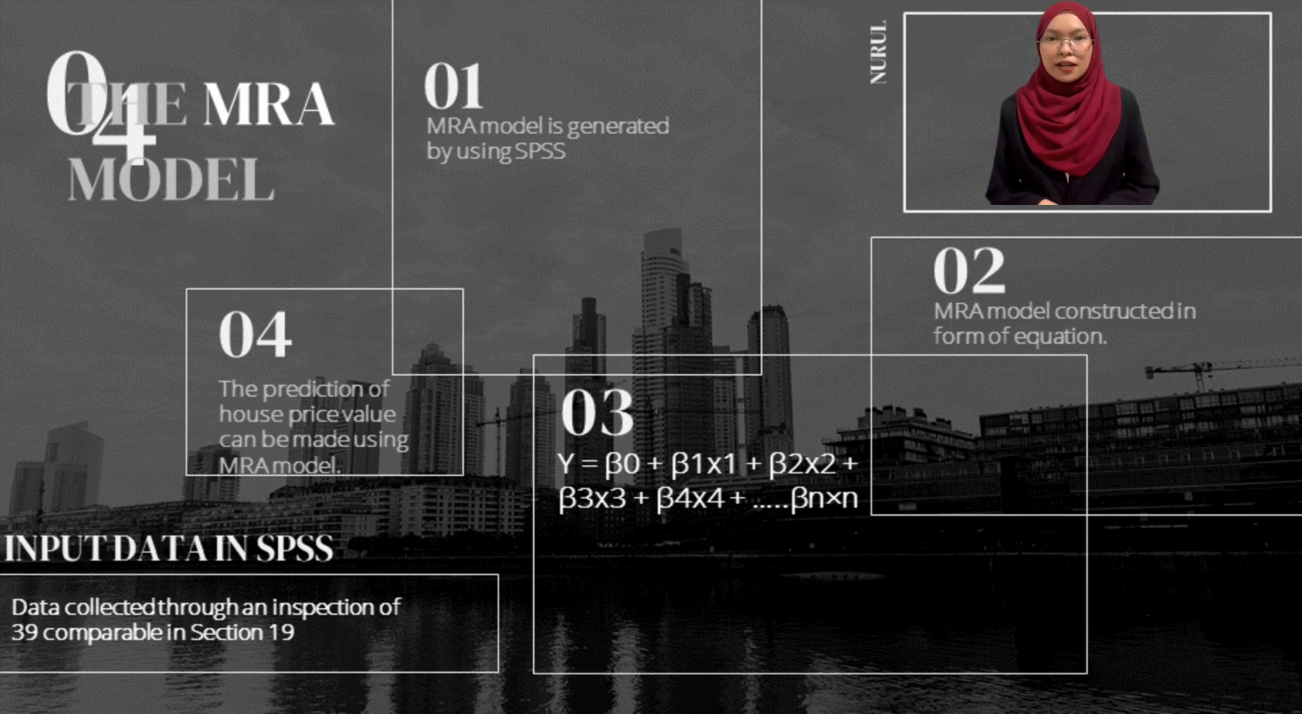The MRA model constructed is in the form of the equation y equals beta 0 plus beta 1 x1 plus beta 2 x2 and so on, whereby y is the dependent variable, beta 0 is the constant, beta 1, beta 2, beta 3 and so on are the coefficients for the independent variables, and x1, x2, x3 and so on are the independent variables. For the input data in SPSS, a total of 20 independent variables were decided, and the data collection was done through an inspection of 39 comparables selected in Section 19 Shah Alam.